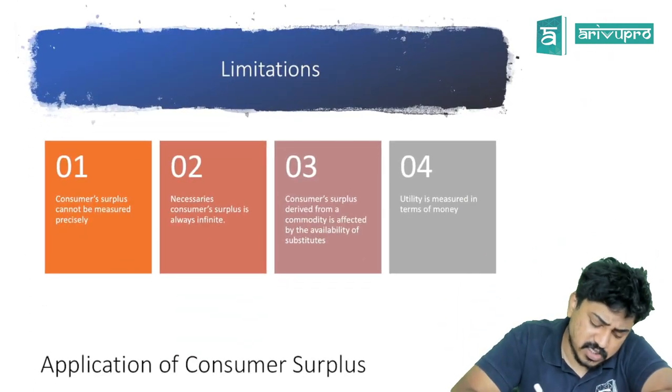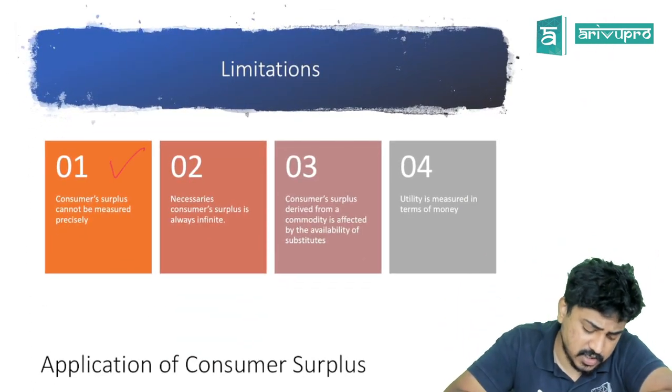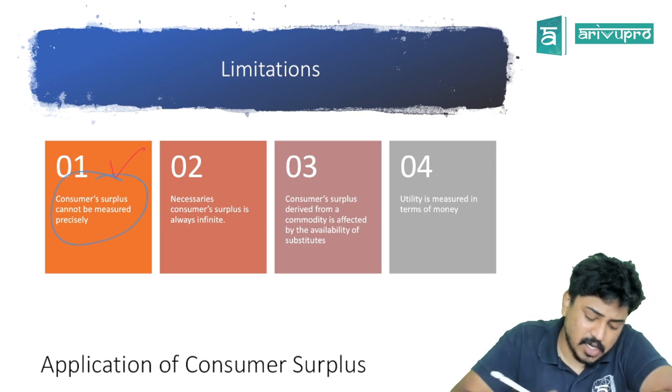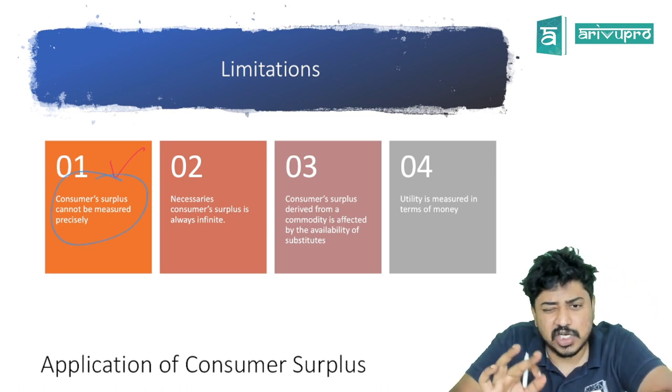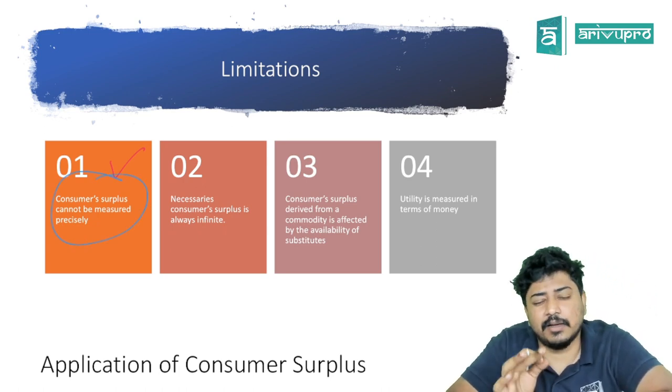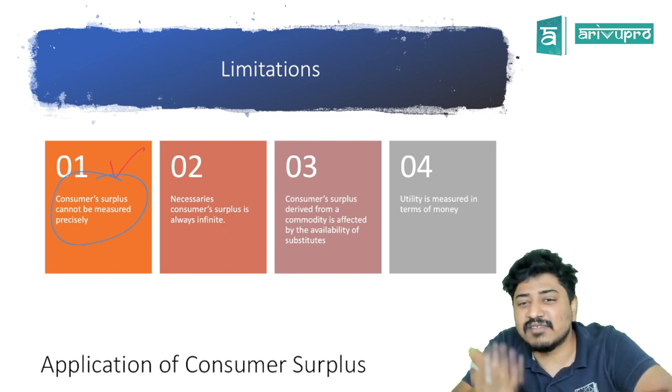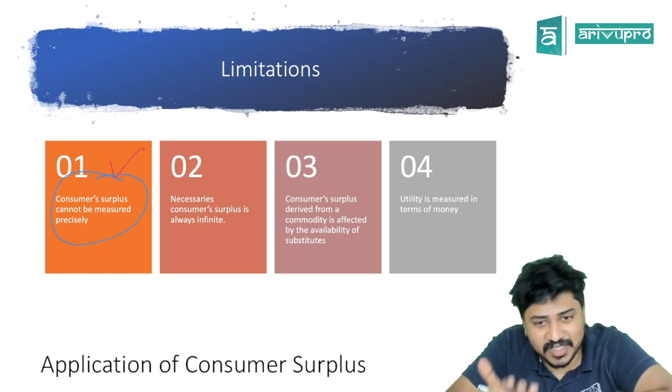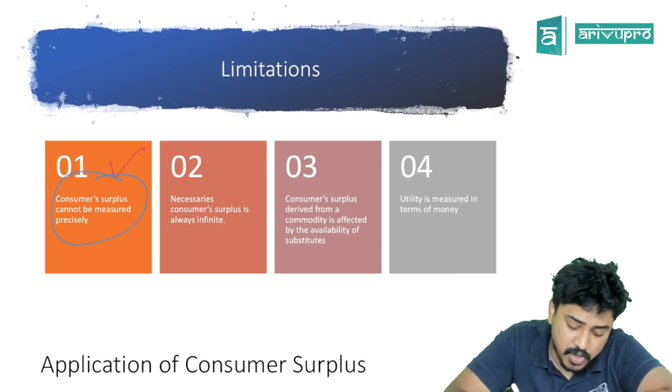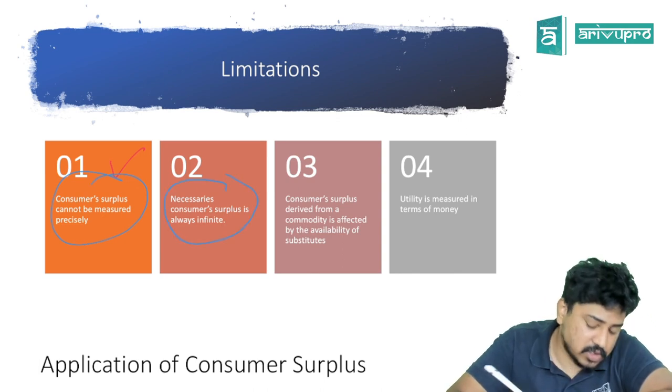Now, some limitations of consumer surplus. What are these? Some limitations. Consumer surplus cannot be measured precisely. Reason being, utility itself cannot be measured properly. How can you measure consumer surplus is what they are trying to say. And very, very important, this one.